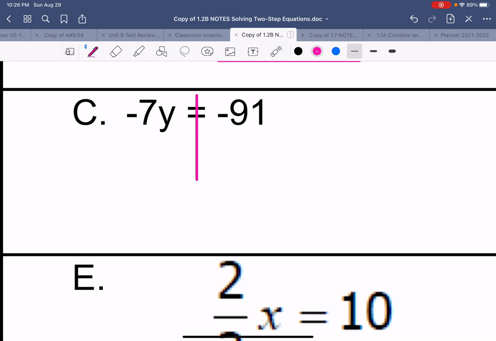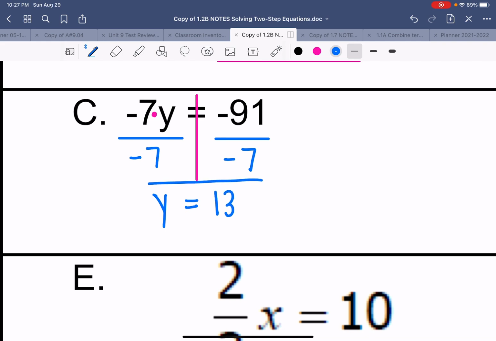When there isn't an adding, subtracting, multiplication, or division sign here, we need to assume that when a letter and a number are tied together like this, with no operation in between, they are multiplication. So in order to undo that multiplication, we must divide by the coefficient. And remember, the coefficient is that negative 7. So we're going to divide by negative 7. What you do to one side, you must do to the other. So y is 13, because a negative divided by a negative gets us a positive.